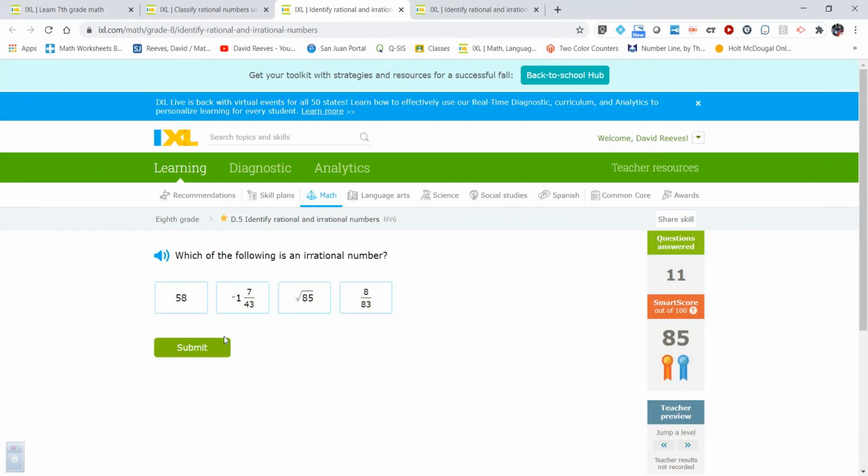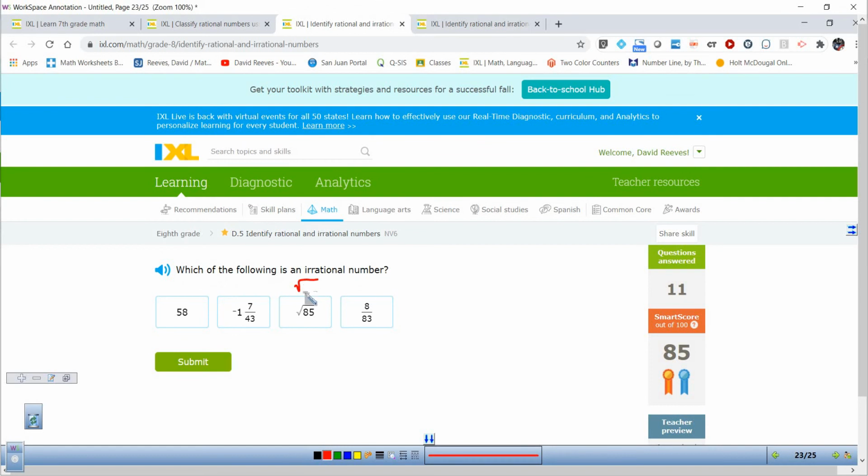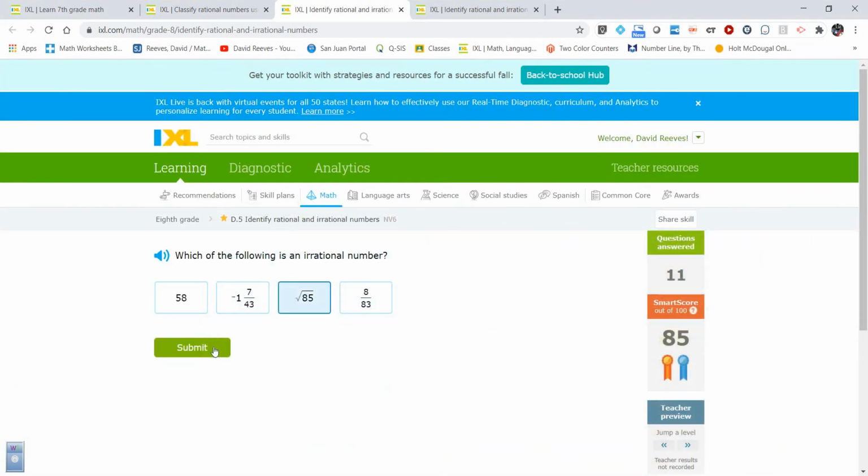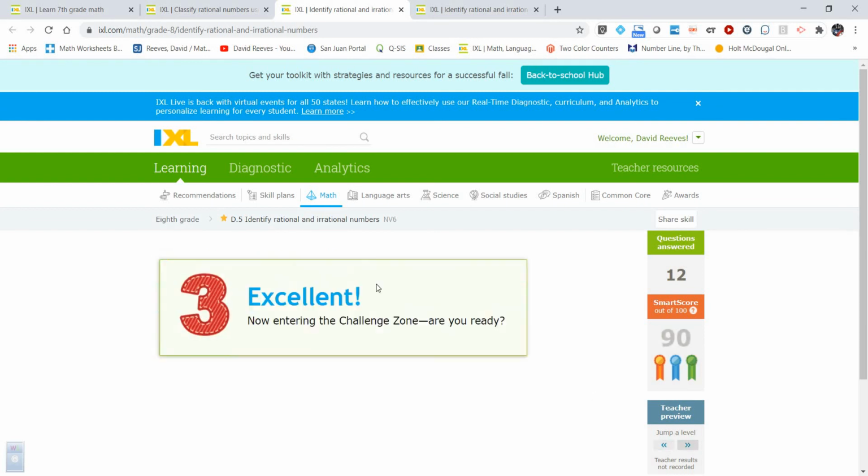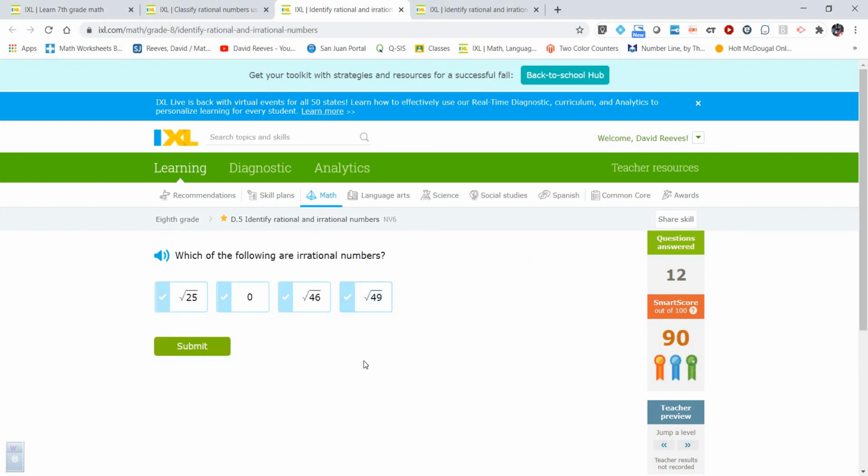All right, which of the following is irrational? All right, fraction and fraction, automatically rational. Whole number, automatically rational. Again, the square root of 85. Let's see, that's the square root between 81 and 100. Perfect square, not perfect square, irrational. All right? Okay, how about one more level? See what they got for us at the challenge zone. Which of the following are irrational numbers?